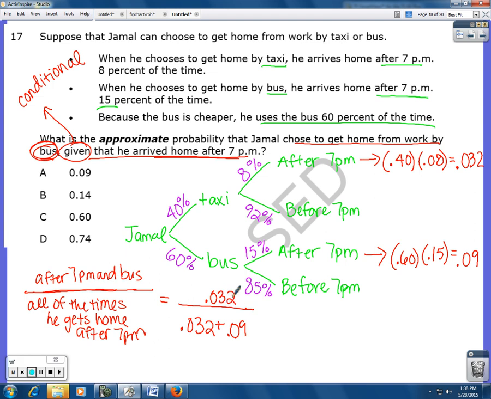I know this is a little bit confusing, but conditional probability is one of the most difficult things to understand. So here, after 7 p.m. and the bus, that's up here, divided by all the opportunities of getting home after 7. So that's going to be 0.09 divided by 0.122. I just added the denominator there. And then that's going to be 0.737. All right, and the closest answer to that is D.